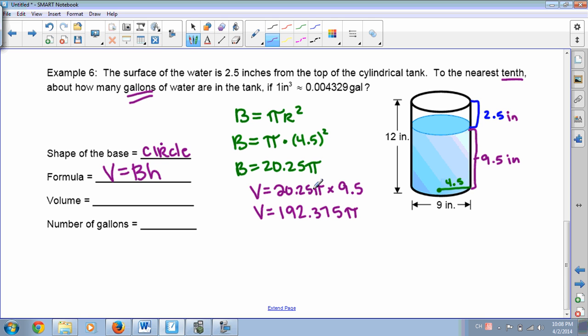Okay, so this is our volume: 192.375 pi inches cubed. Okay, but now we need to convert it into gallons. This is where we use our conversion up here. So if we know that 1 cubic inch is 0.004329 gallons, then how many gallons is 192.375 pi cubic inches? So what we're going to do, this is where we're actually going to put our pi in our calculator.